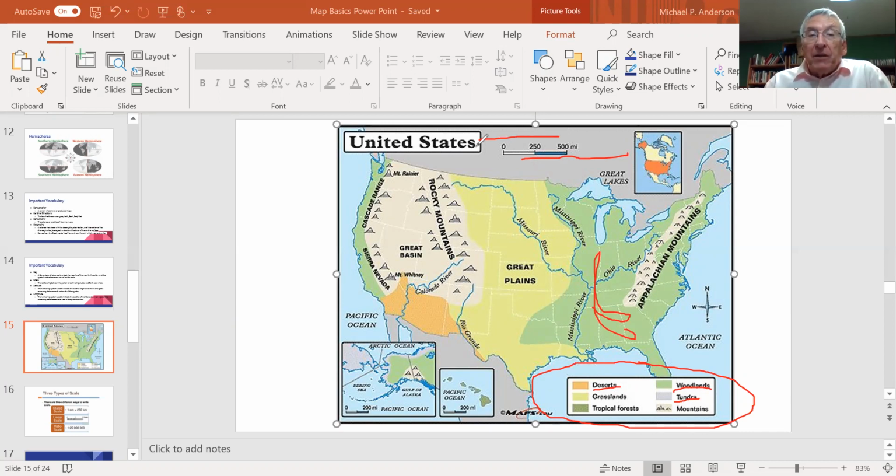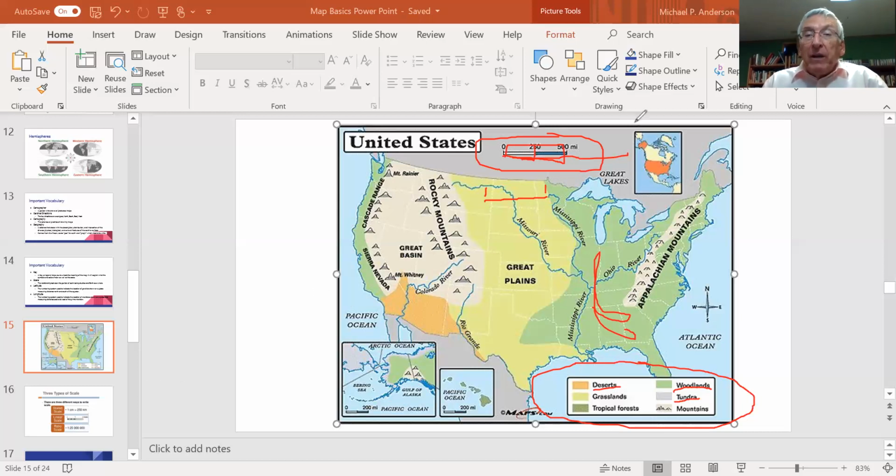Now this part up here at the top, this is the scale of the map. This tells you distances. Okay, so 0 to 250, that little section right there. We go all the way over, that's 500 miles. So we take that section and we transfer it down here. So it's about 500 miles from here to here. The scale of the map tells you how far distances are on a map and is very, very useful.